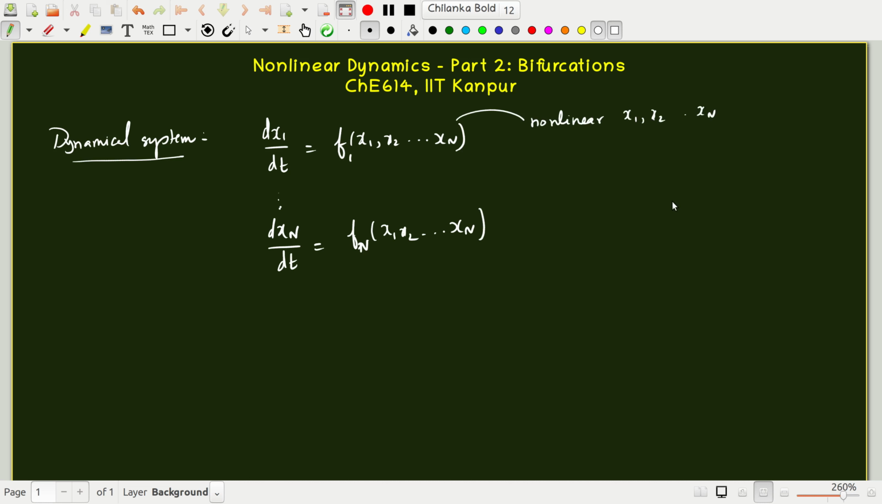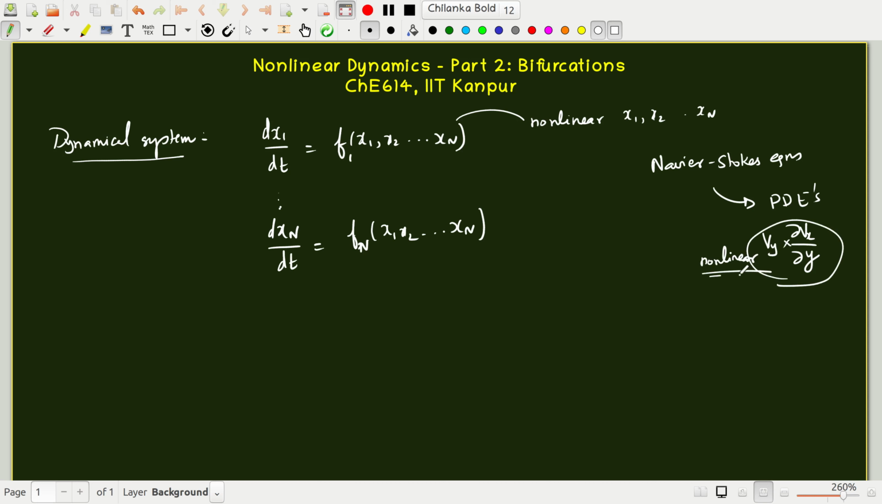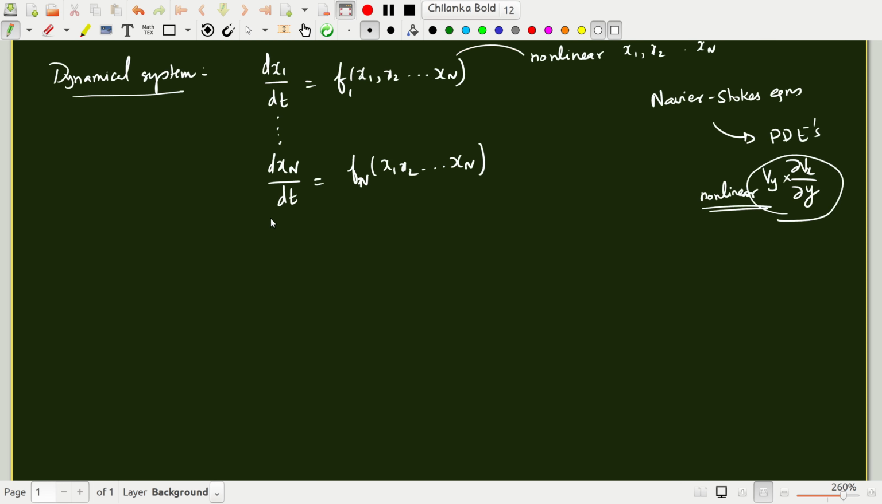Now, if you note that the Navier-Stokes equations which describe fluid flow are partial differential equations, in the sense that they have derivatives of various velocities with respect to spatial positions, and they also have products of various derivatives with respect to the velocities and the derivatives and so on. So they are nonlinear. So to understand the nature of instabilities and how things become unstable in Navier-Stokes equations, it is first useful to understand how things become unstable in a simpler context of what is called a dynamical system.